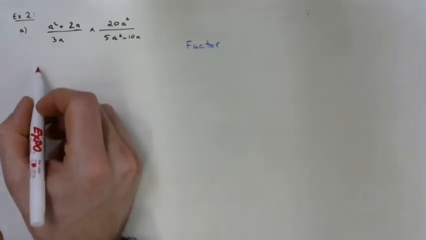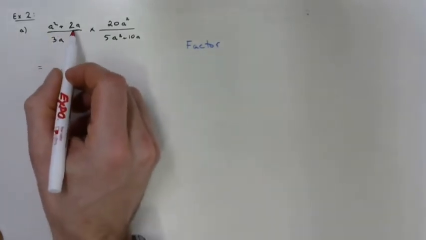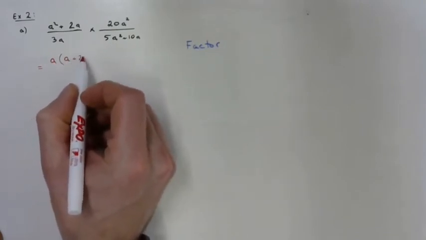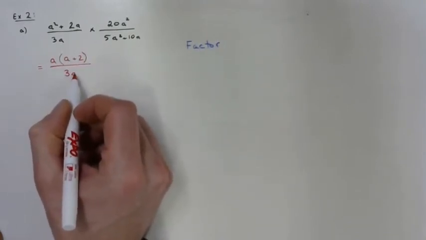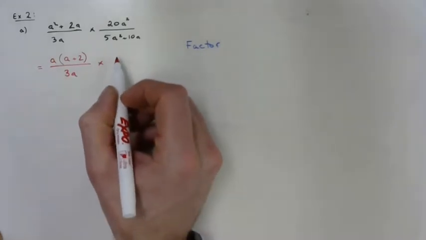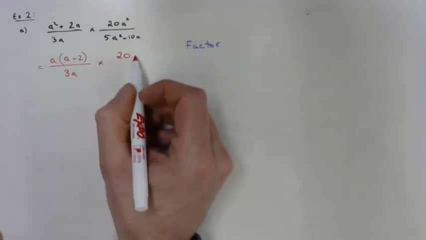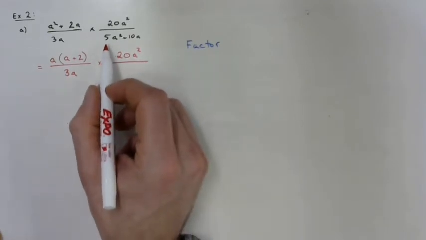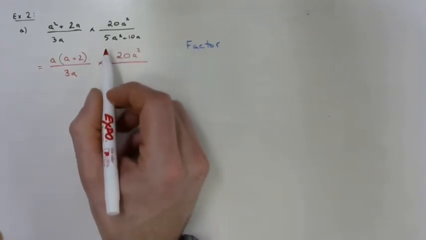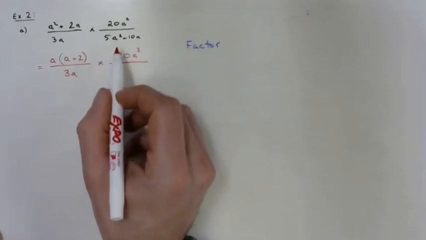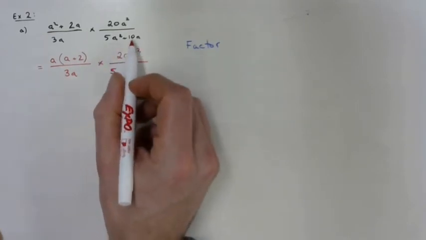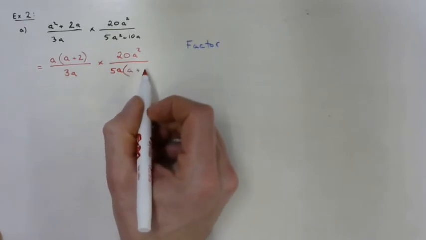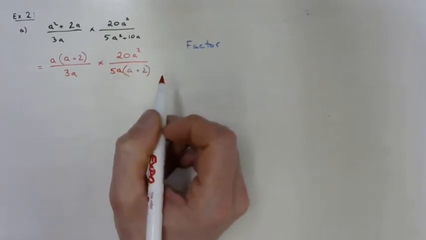So I look at my first numerator. It's a squared plus 2a. I can factor an a out of that, which leaves us with a plus 2. Can't do anything to the denominator. And 20a squared I can't factor. It's only one term. But the denominator I can factor. 5a squared plus 10a. They have a numerical factor of 5 and a variable factor of a, which leaves me with a plus 2. Ooh, that's convenient.